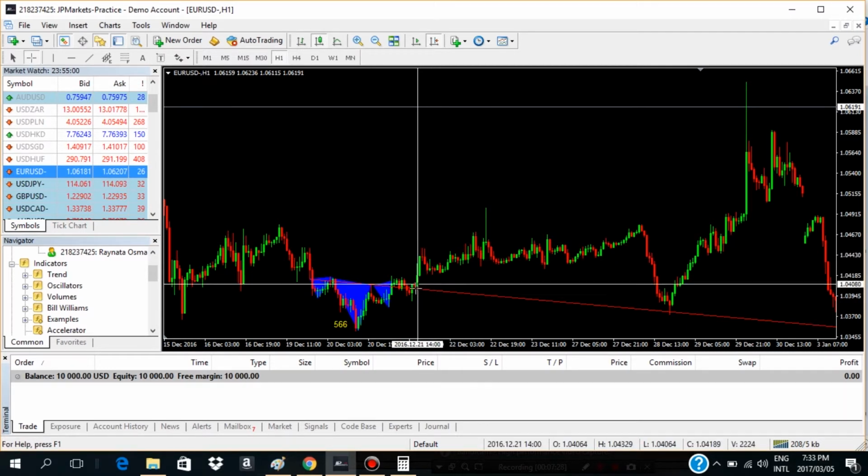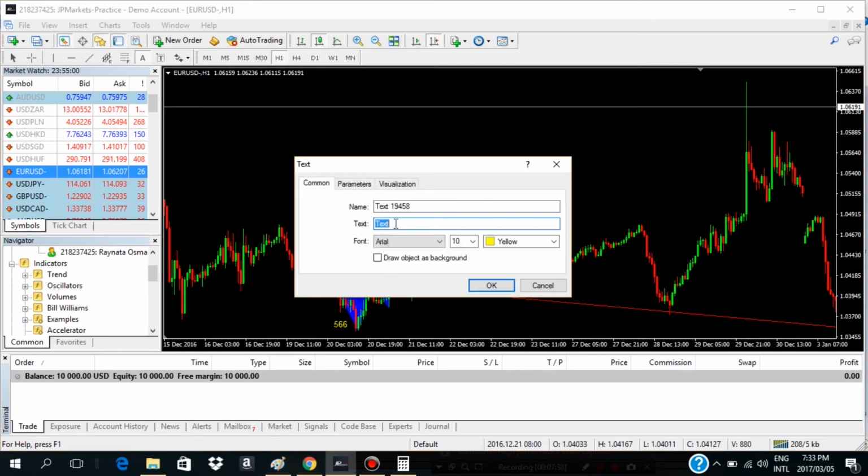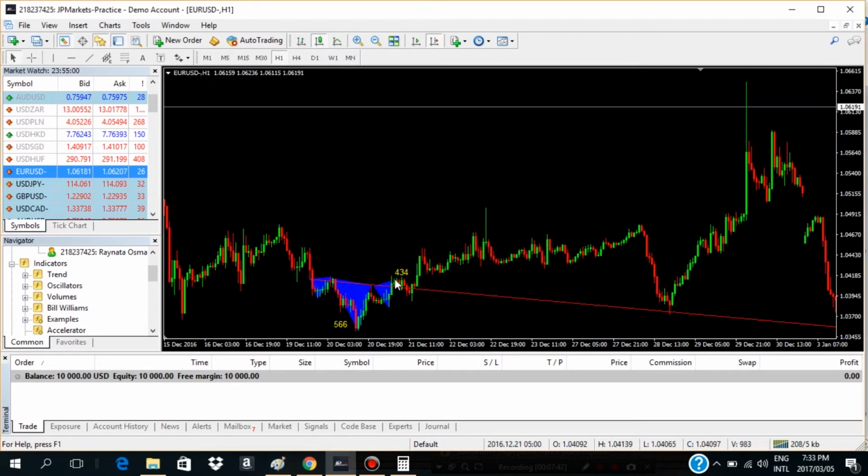And that the breakout, let's calculate that breakout one more time. So breakout from the neckline, 434. So we want to put that there.